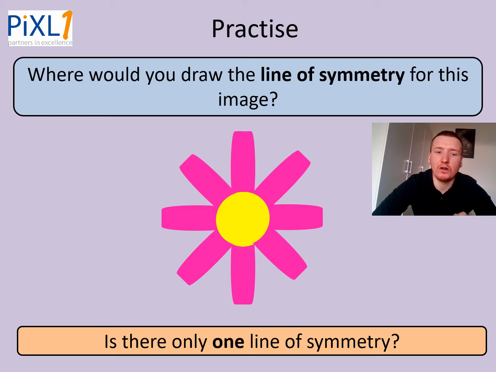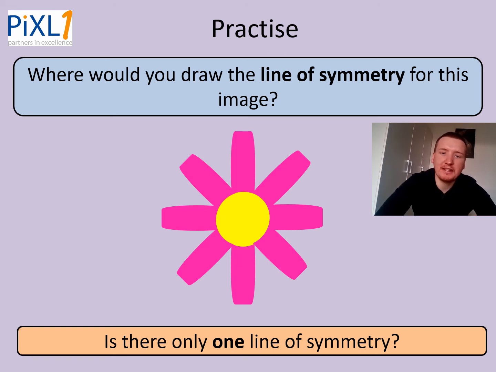So first of all, look at the shape. Of course it is a flower. Where would you draw lines of symmetry for this image? That's the first thing you need to think in your head. But in your test, you would be asked, is there only one line of symmetry in this flower?